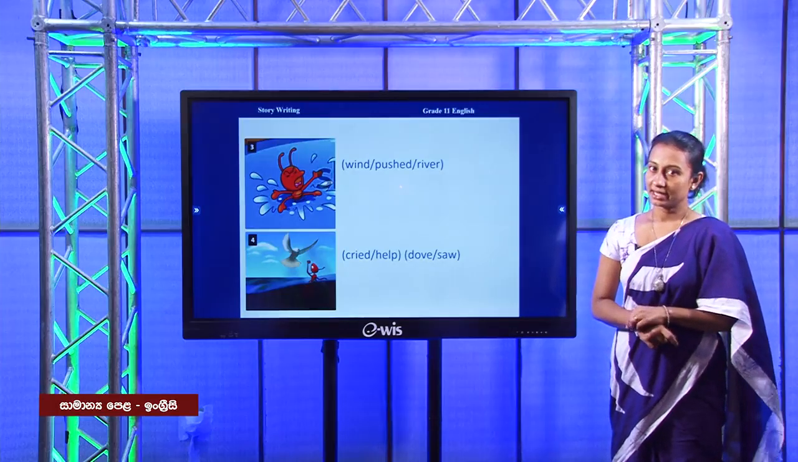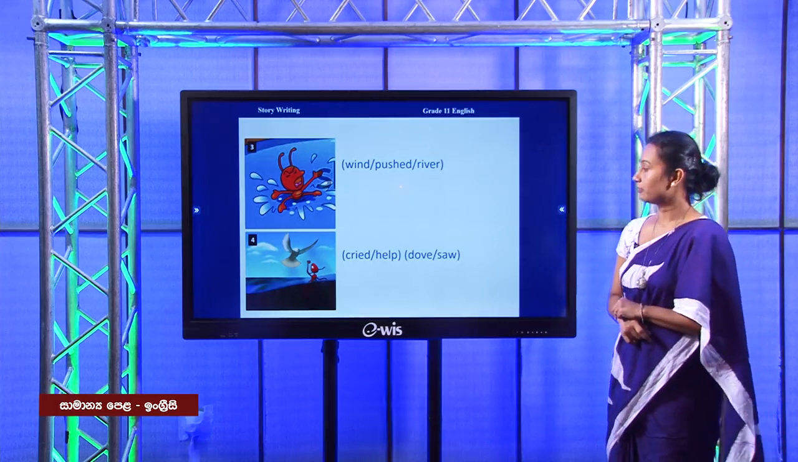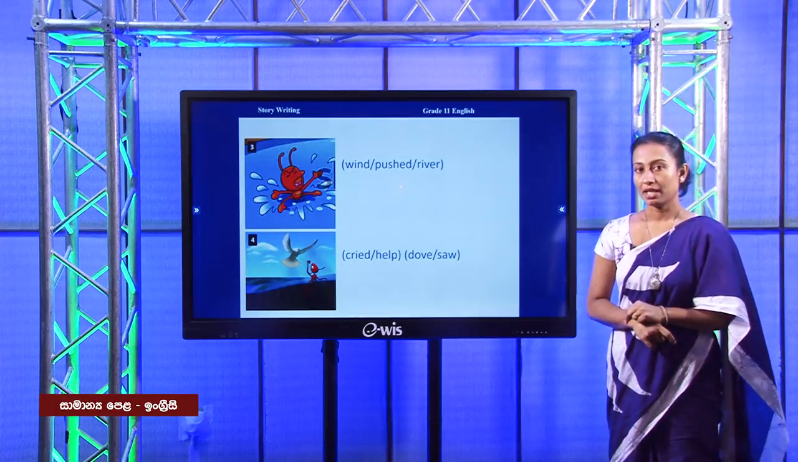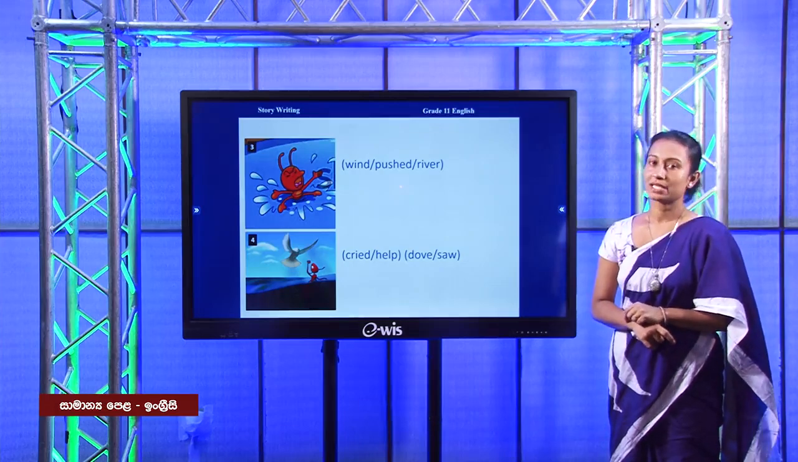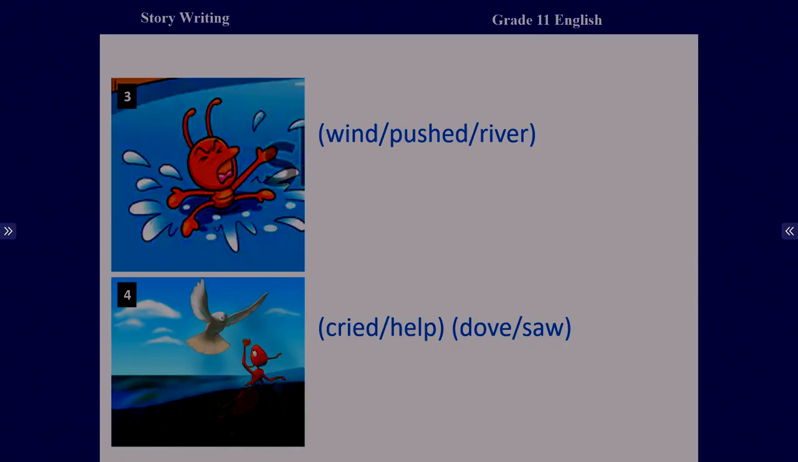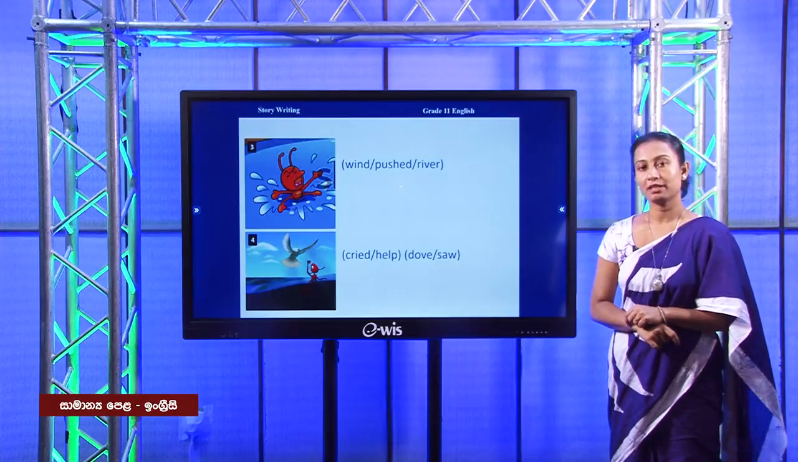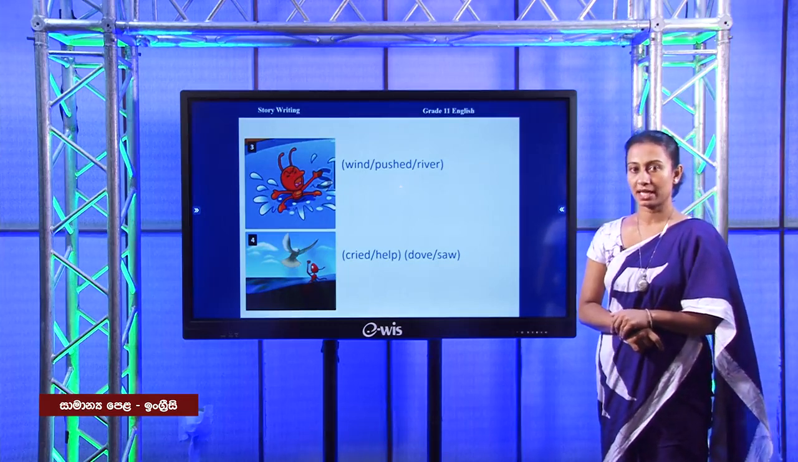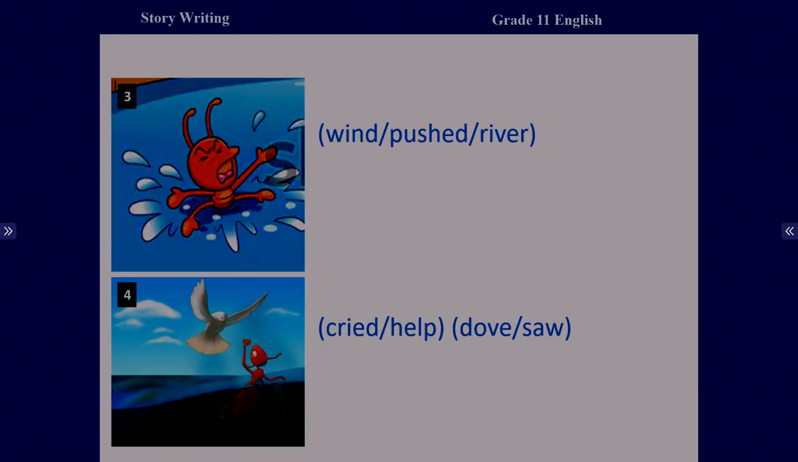Children, you can write the sentences using the words given by me. Remember, you have to use the past tense because I started the story with the phrase once upon a time. And also in the fourth picture, I have given 2 brackets. 2 brackets means you have to write 2 sentences.